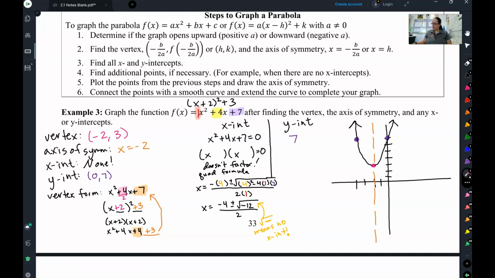So there's that. That is our last example like this. In the next videos, we're going to do a couple applications of quadratics, meaning we'll do some story problems, and then we'll do some kind of weird looking quadratics.